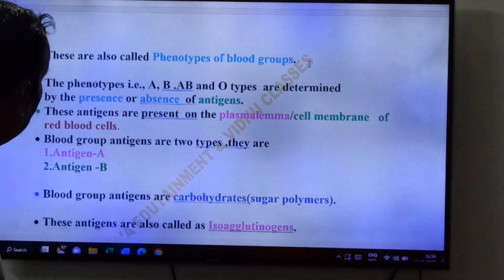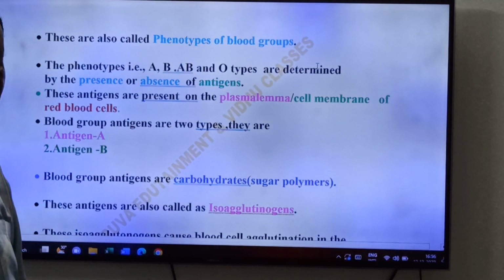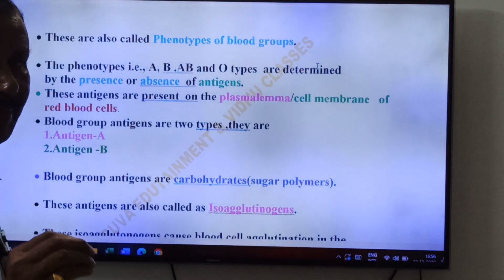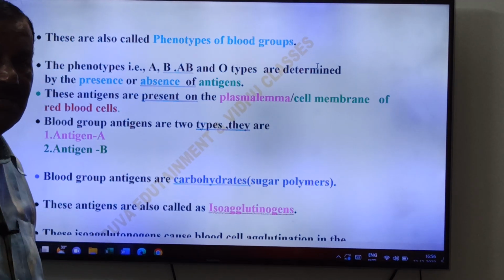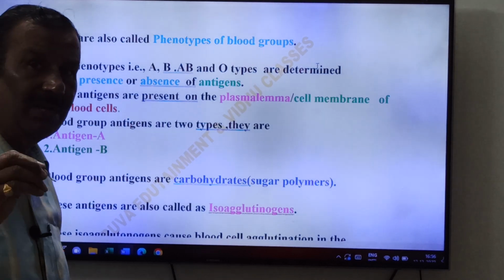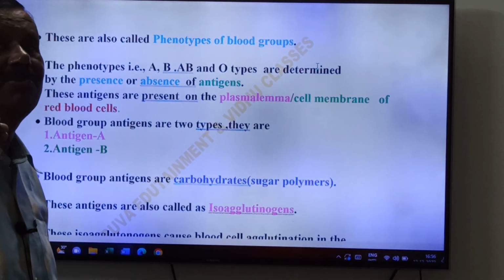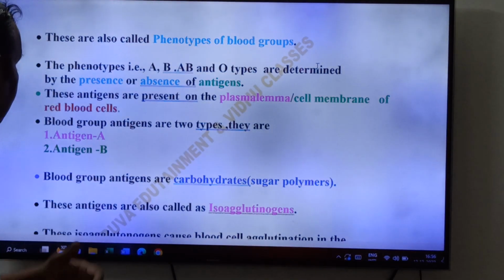See friends, another important point: blood group antigens are carbohydrates. Friends, very, very important, they are not proteins. Blood group antigens are carbohydrates. They are sugar polymers, polysaccharides. Very, very important for MSET and NEET.